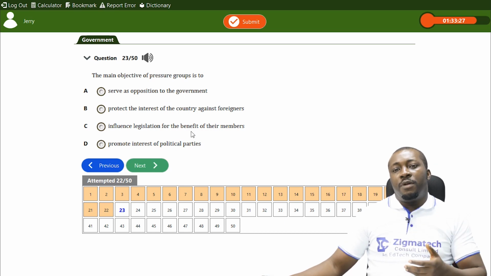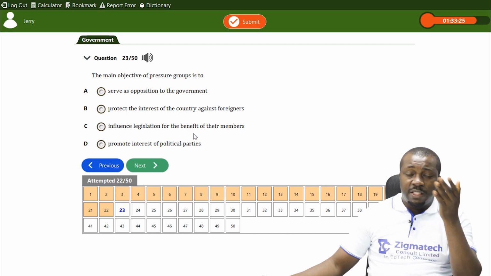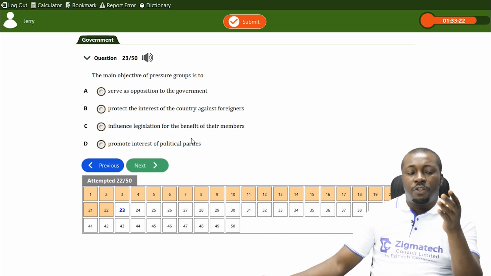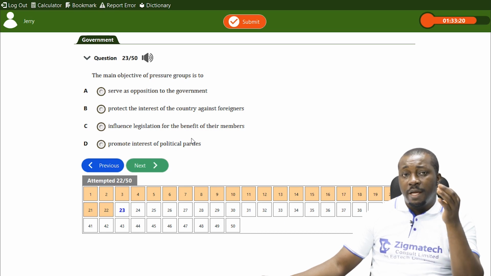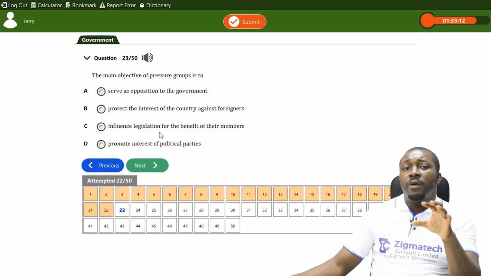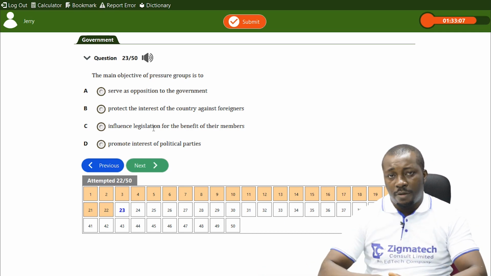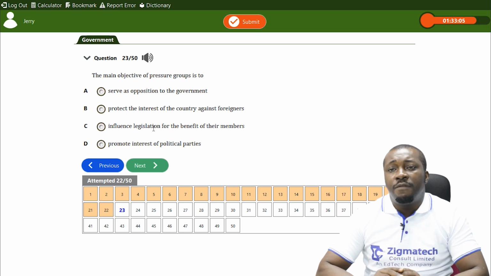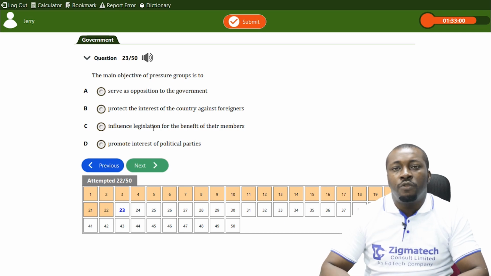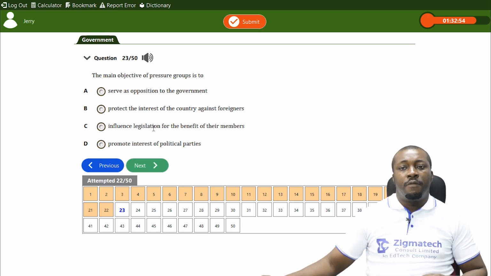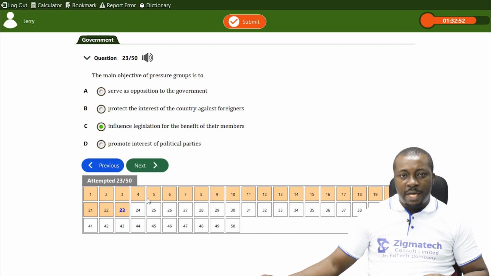Now, how do they do it? One of the things they do, of course, we know that they go on strike to influence government policy, they engage government in dialogue, they write protest letters, they go on protest, then they use what we call lobby. And that lobby is a method by which the legislature, members of parliament, are influenced by pressure groups to make legislation in favor of their members, or to pass a bill or to kill a bill in the interest of the members of the pressure group. That is why C is the answer.